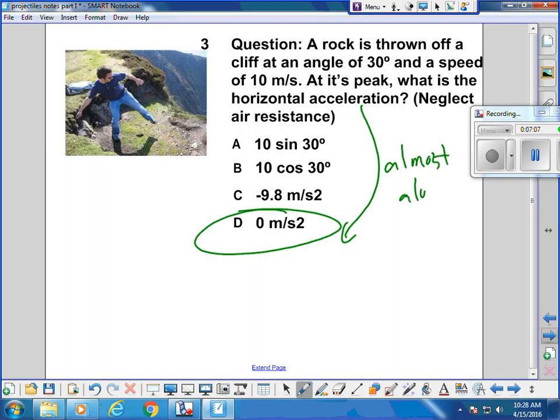almost always. The project principle is never say always. Almost always, no air resistance.